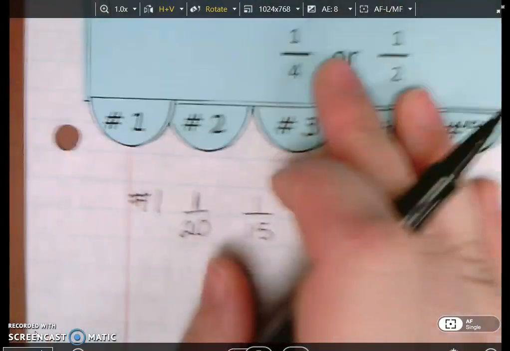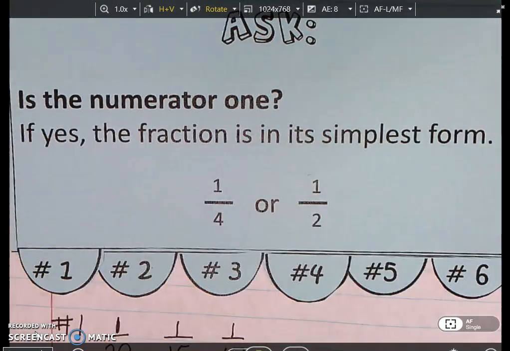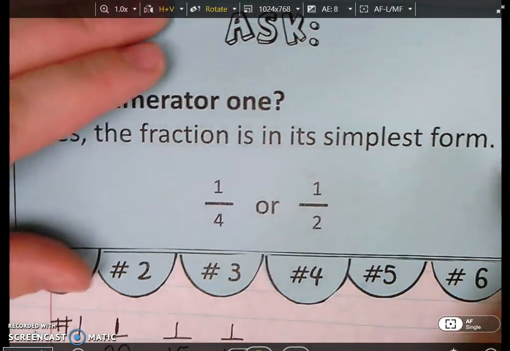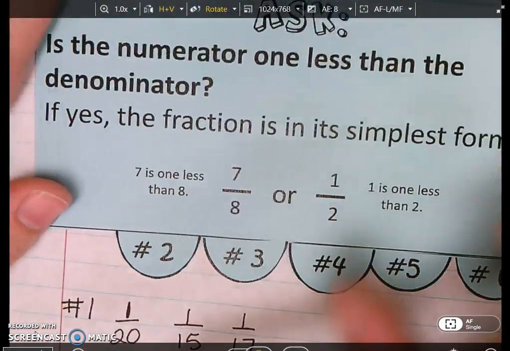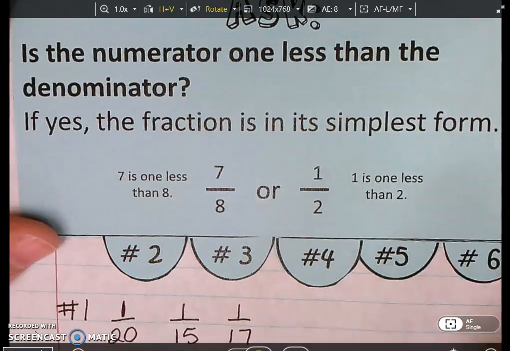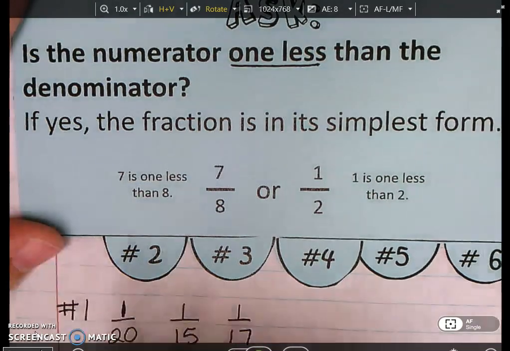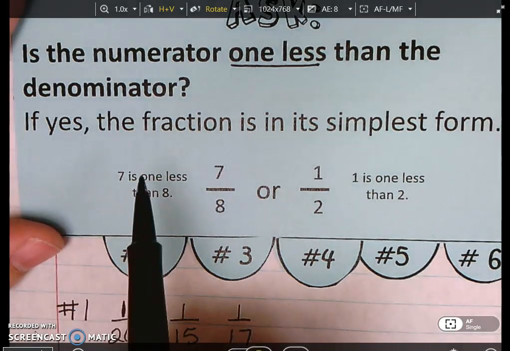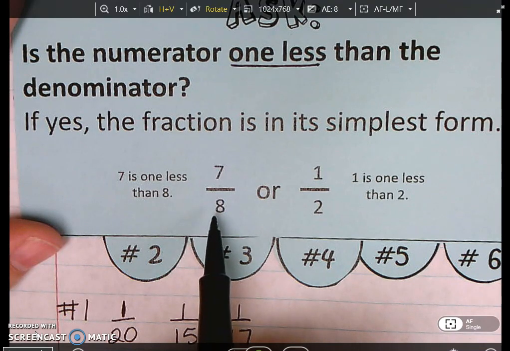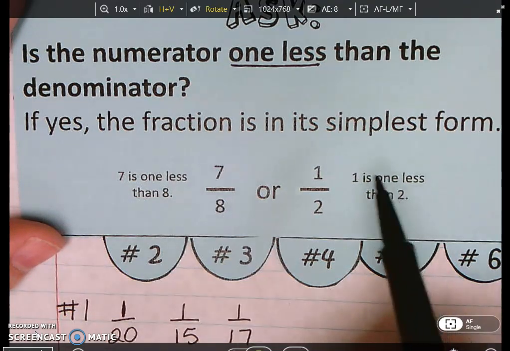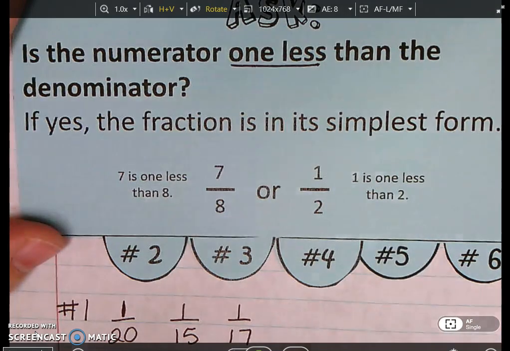So that's always the first question you're going to ask. Is there a 1 on the top? Is the numerator a 1? So let's flip to number 2. Is the numerator 1 less than the denominator? If yes, the fraction's in simplest form. So for example, 7/8, 7 is 1 less than 8, so it's in simplest form. Or 1 is 1 less than 2, so it's in simplest form.